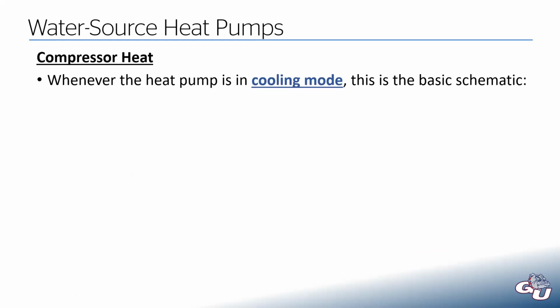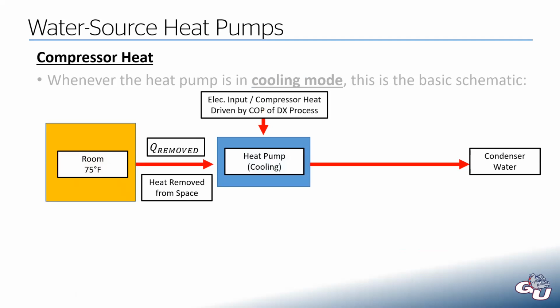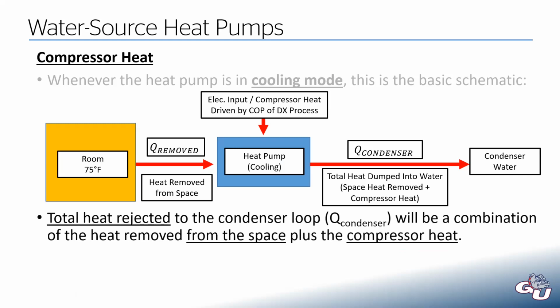So whenever our heat pump is in cooling mode, here's our basic schematic. This is kind of a review from one of the first lectures we did. So we have our room sitting at 75 degrees, and we're going to have this Q removed, the amount of heat we're removing from the space. We have our electrical input going into our heat pump to make this thing happen. And then ultimately, the sum of those two things are going to get rejected into the condenser water. So our space heat removed plus our compressor heat, the total heat rejected to the condenser loop, will be a combination of those two things.